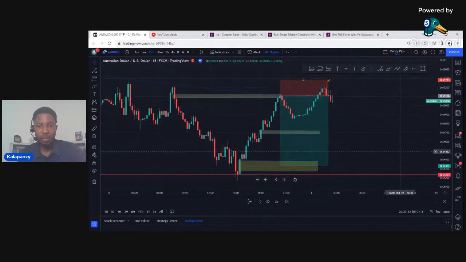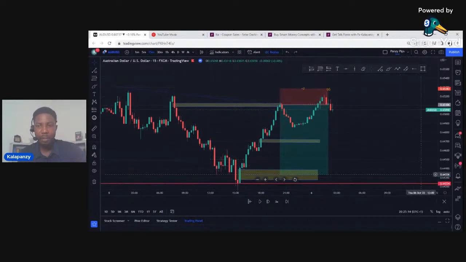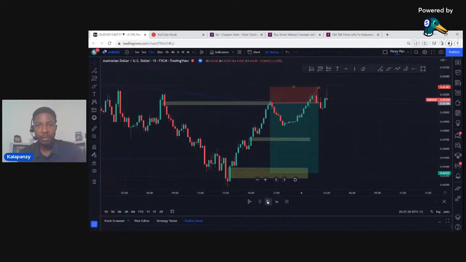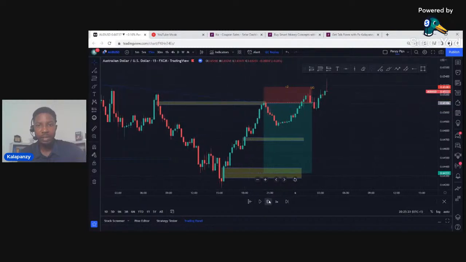I usually place my stop loss 5 pips above the level. Okay, so let's see what happens. The market still comes to stop us out. Okay, still comes to stop us out. So that gives me a confirmation that this is a sort of bullish reversal.